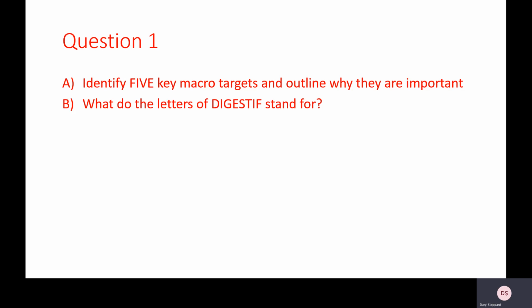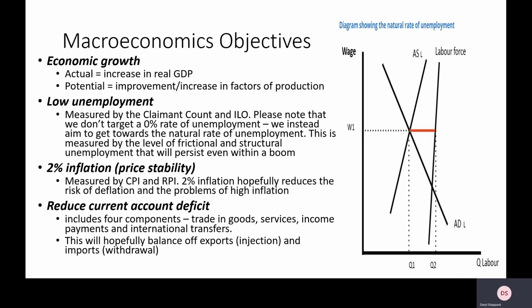Right, what I'd like you to do, I've given you 7 of them, is identify 5 macro targets and briefly write down why you think they are important. I would also like you to put down what the letters of DIGESTIVE stand for. When we think about macro objectives, DIGESTIVE is a really good acronym to remember. So what does each letter stand for in DIGESTIVE? Right, hit pause and please write down your answers.